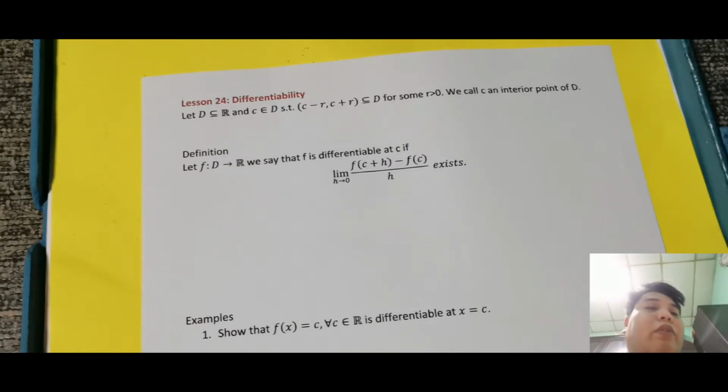This is lesson 24 in our Advanced Calculus 1. This is differentiability, so let's start with differentiability. We'll start with the basics, then next is Carathéodory's lemma, and then we'll go to the properties. Okay, so definition.